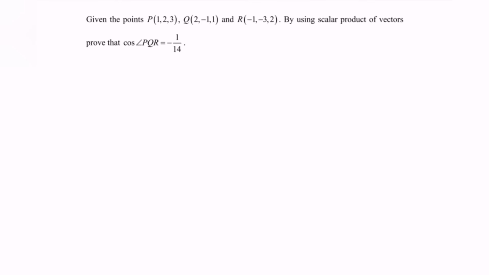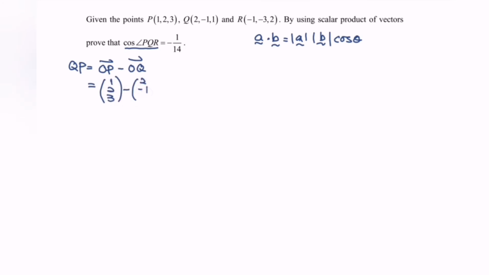Next, given the points P, Q, and R, by using the scalar product of vectors, prove the situation. The scalar product: A dot B equals magnitude A multiplied by magnitude B cos theta. What we have to do is find cos of the angle PQR. The starting point will be Q. So QP equals OP minus OQ. Kindly substitute the values: (1, 2, 3) minus Q, (2, -1, 1). So the vector QP equals (-1, 3, 2).